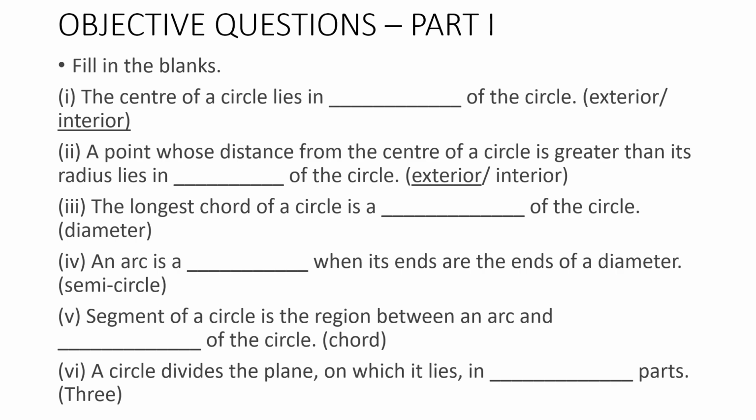Segment of a circle is the region between an arc and chord of the circle. The circle divides the plane on which it lies into how many parts? 3 parts. Circle, its interior and exterior.